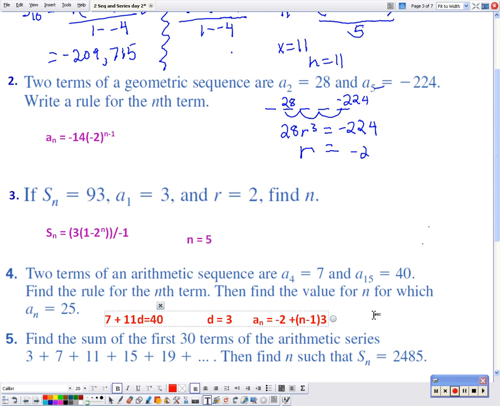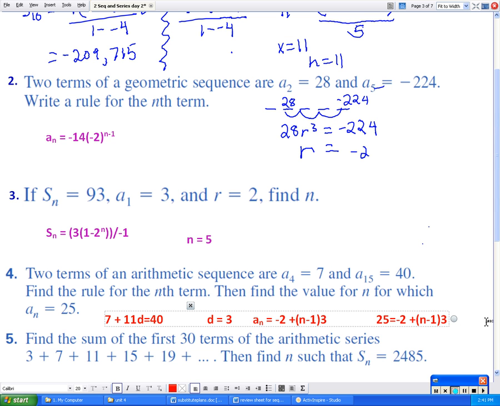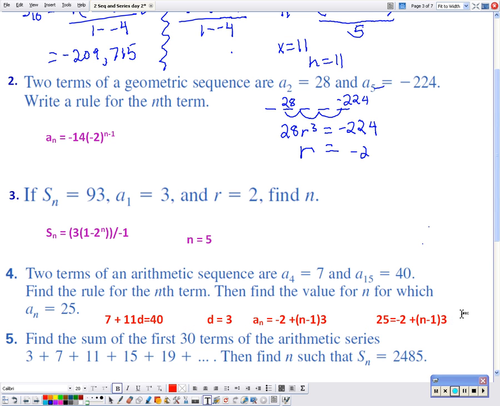And honestly, guys, now all we're going to do is say 25 equals this, and we're going to solve. So everyone pause the video and solve for n. You should get n equals 10.